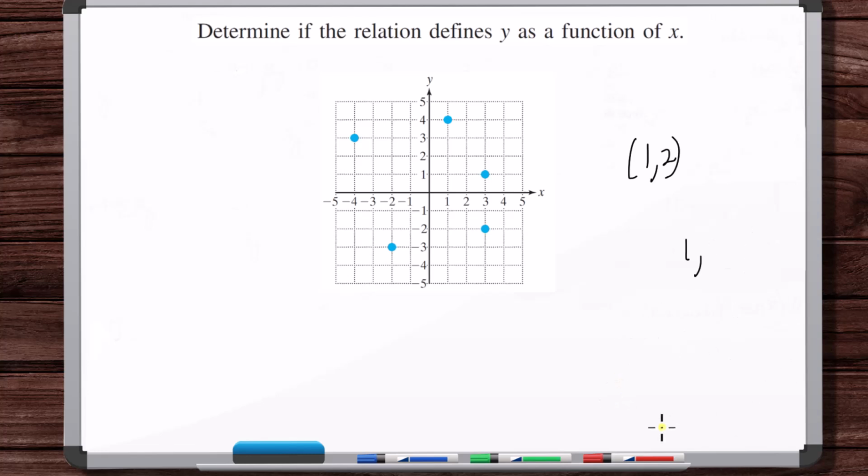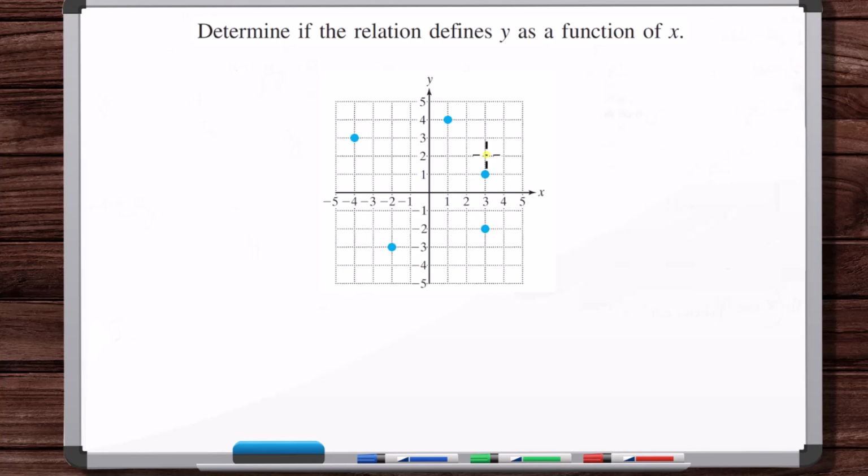Okay, so now if we're studying the relationship between two variables, and we're asking, does the relation we're looking at between two variables define y as a function of x? So we're asking, is this relationship in two variables a function? But when you ask if a relation is a function, you have to be clear on what you're regarding as the inputs and what you're regarding as the outputs. So in this case, they're saying that y, the vertical axis, is a function of x, the horizontal axis. So x is the inputs, y are the outputs.